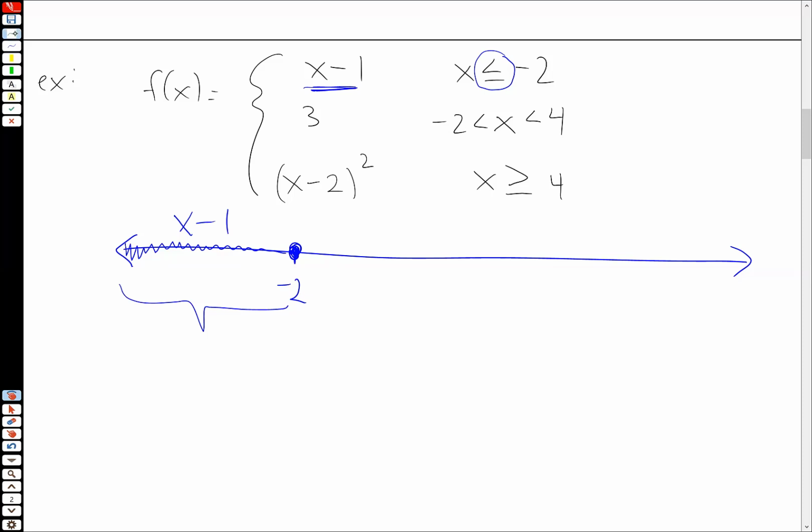I'm going to change colors so we can color coordinate a bit. All right, so when x is between minus 2 and 4, and notice here it's a strict inequality, the function is just 3. Okay, so I'm going to denote that as, so here's minus 2. Let's go ahead and put down 4.